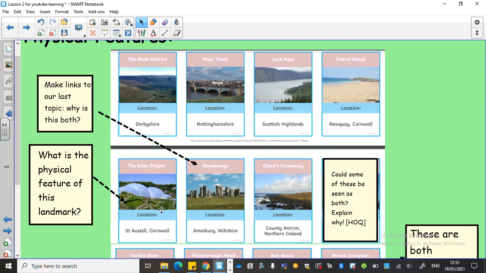The Eden Project, what is the physical feature of this landmark? So we know the human feature, what was built are these biomes and all the stuff that goes with it, the cafes and the gift shop and the education centre. But what's the physical feature? Well, the Eden Project is built in a disused quarry. So that would be the physical feature with all of the hills and the trees around it as well.